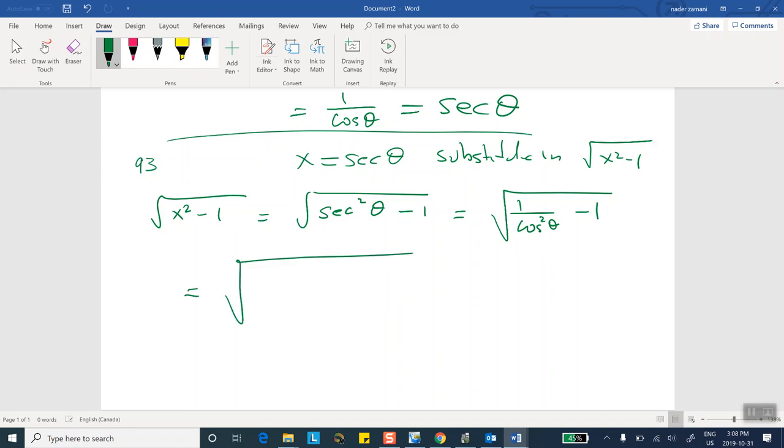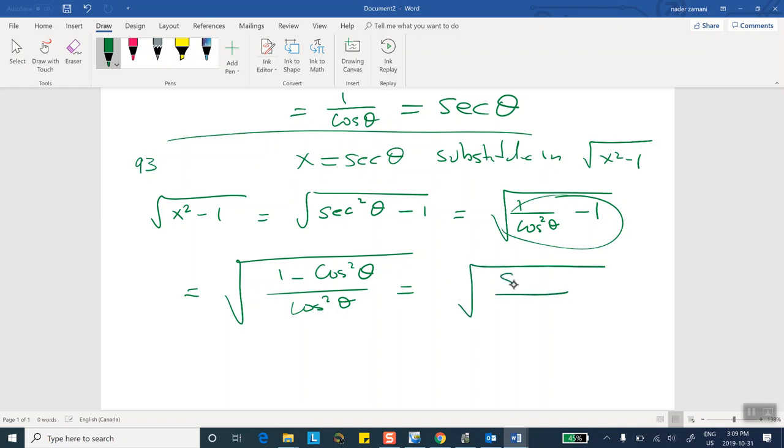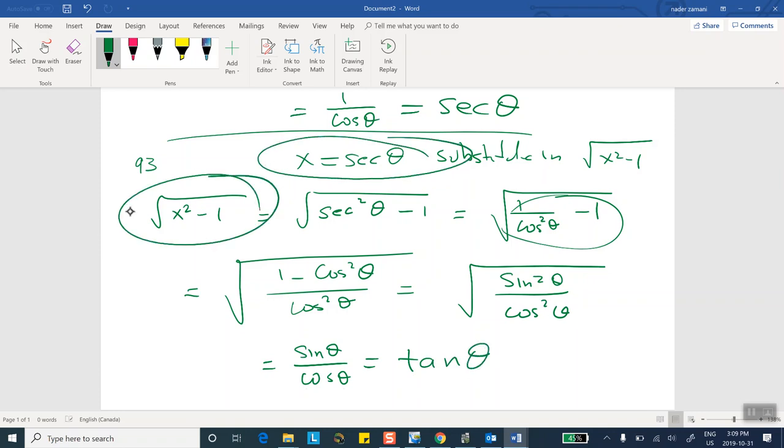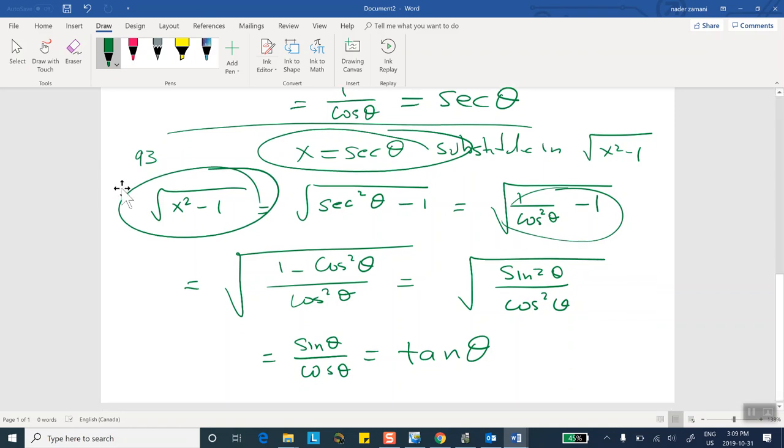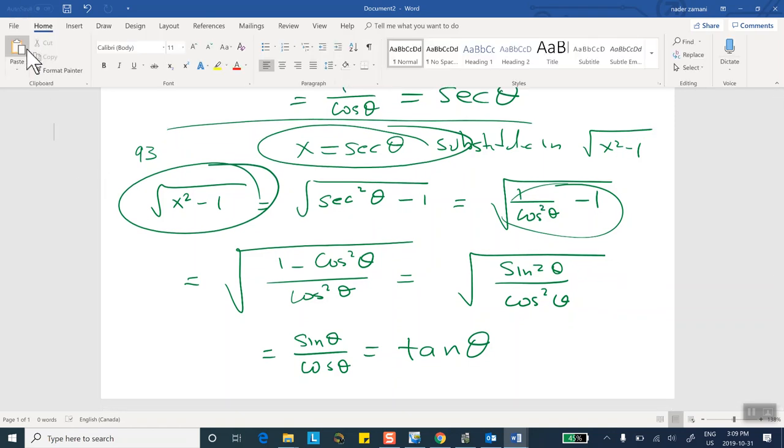So under the radical, you can combine these two, common denominator. You have 1 minus cosine squared theta, okay? But remember that numerator is just sine squared theta over cosine squared theta, which is sine theta over cos theta, which is tangent of theta. So if x is this, that expression is simply tangent of theta.